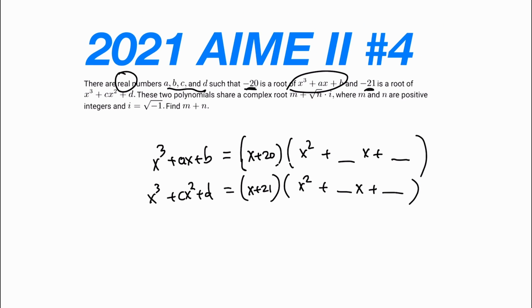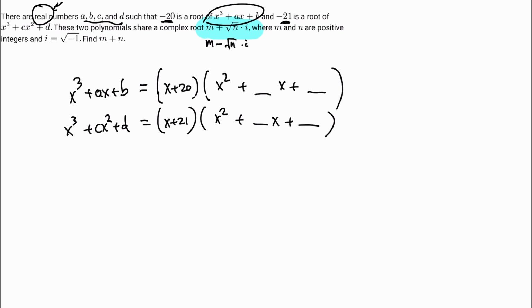There are two polynomials that share a complex root. They share this complex root, but because we're told that the coefficients of the polynomials are real, we know that since m plus square root of n times i is a root, m minus square root of n times i is also a root for both of the polynomials. If we have two roots that are the same, that means there is a quadratic factor that is the same, which means that these two are identical.